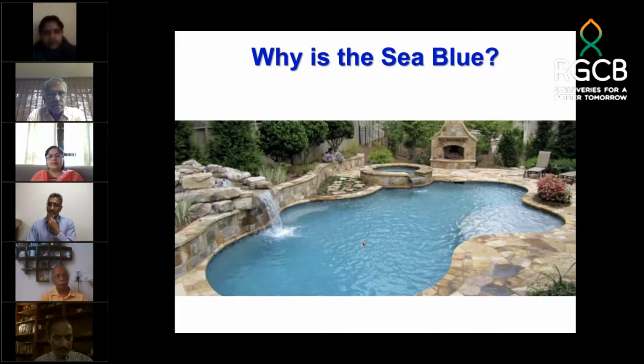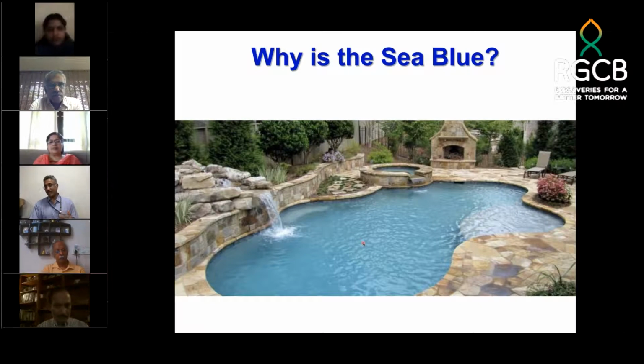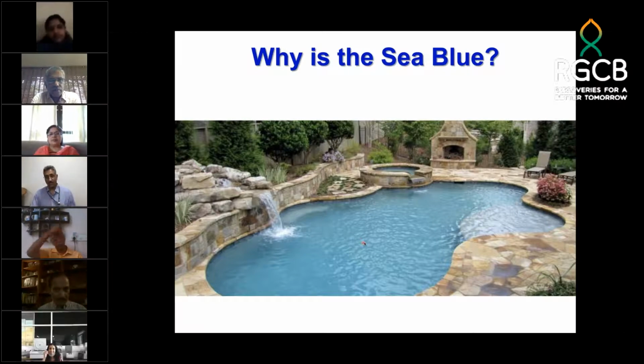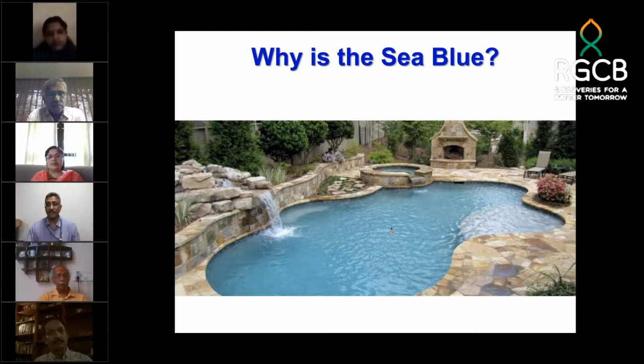Now this is what puzzled C.V. Raman, and in fact C.V. Raman started investigating this, and I'm going to go forward with that argument. But what exactly is happening here?